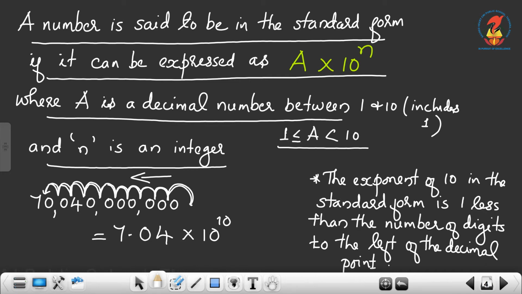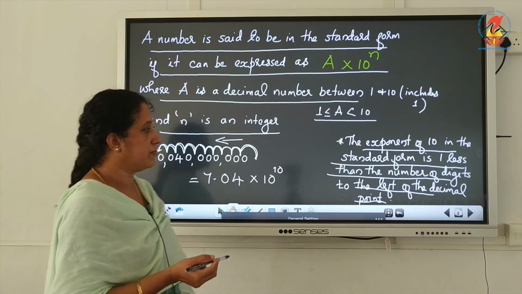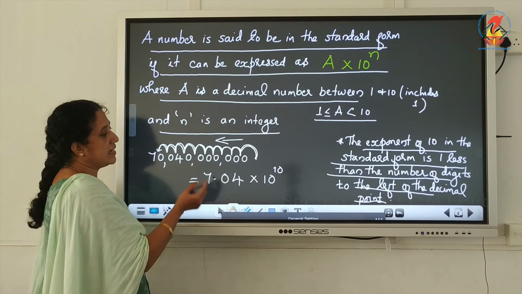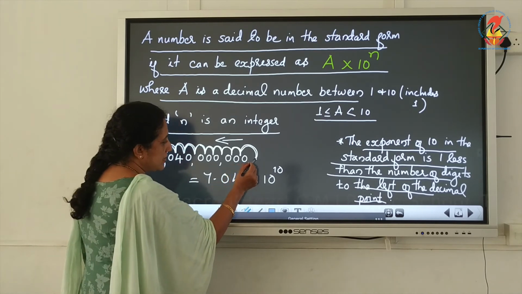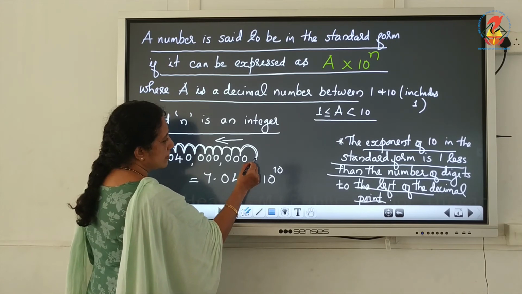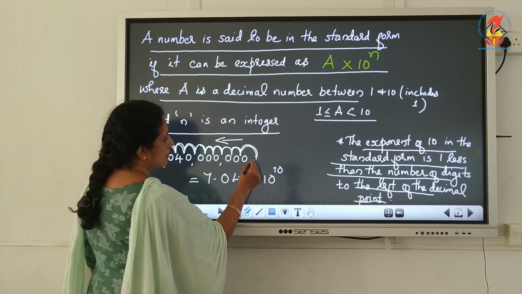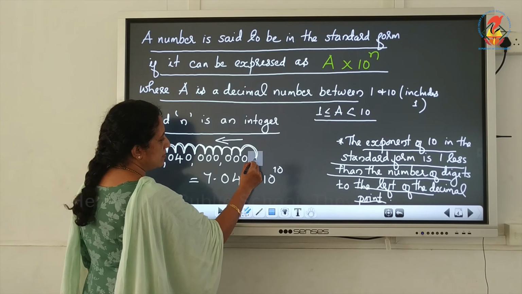Now, we can say that the exponent of 10 in the standard form is 1 less than the number of digits to the left of the decimal point. Now, the decimal point is here, at the right end we have the decimal point.